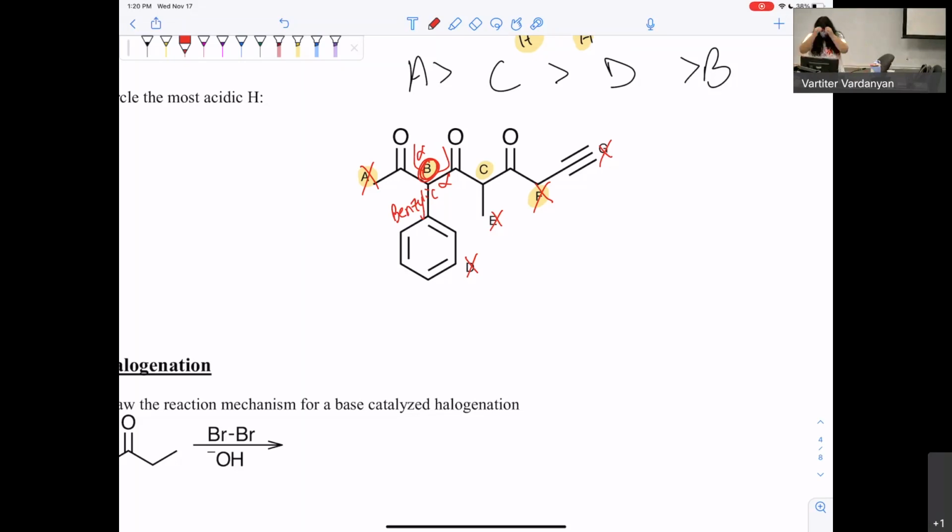Yeah, it's just 1 hydrogen, but I mean, it's like in the middle of 2 carbonyls. So it has like double the alpha effect. Yeah, precisely.